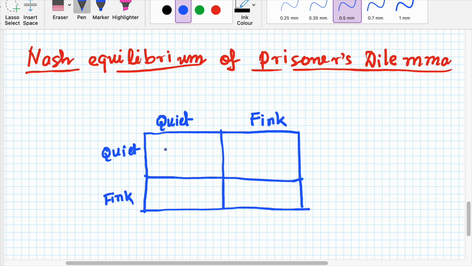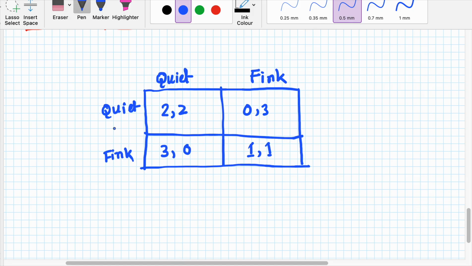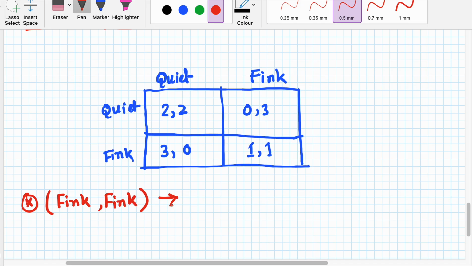If both remain quiet, the payoff will be represented by 2, 2. If one finks, it is 3, 0, or 0, 3, and if both fink, 1, 1. Here we will see that the strategy corresponding to everyone adopting Fink, Fink is the Nash equilibrium.